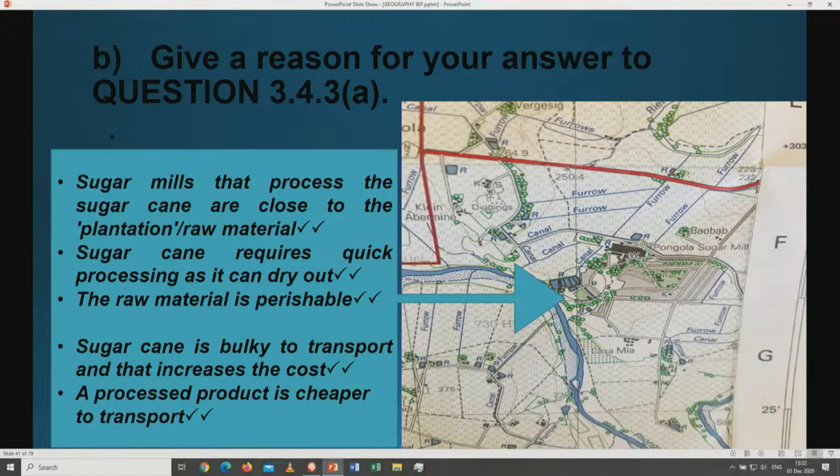And also, a processed product is cheaper to transport. Once you have made sugar, it's easier to transport sugar than transporting the raw material.